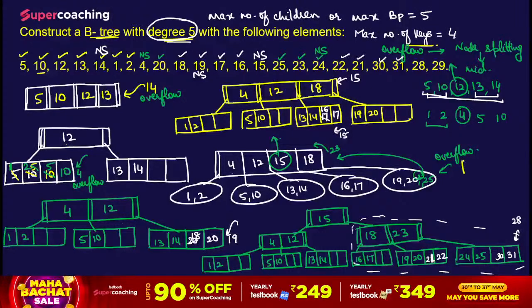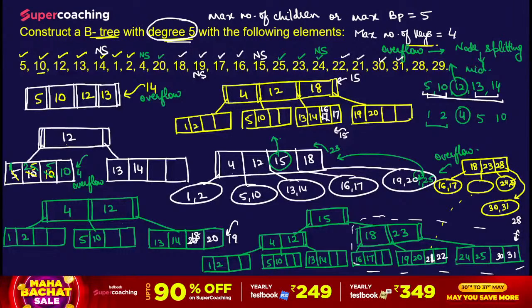So here we'll be getting 18, 23 and 28. The elements to the left of 18, those are 16 and 17. It will remain as it is. To the right of 18, whatever elements are there, it will remain as it is. This node will be here. And to the right of 23 and left of 28, we will be having 24 and 25. And here we will be having the elements 30 and 31.